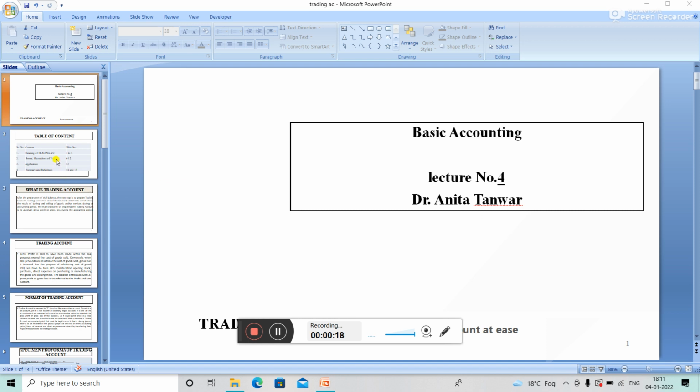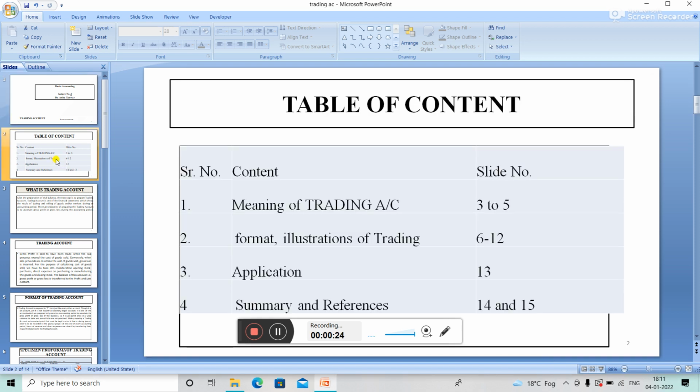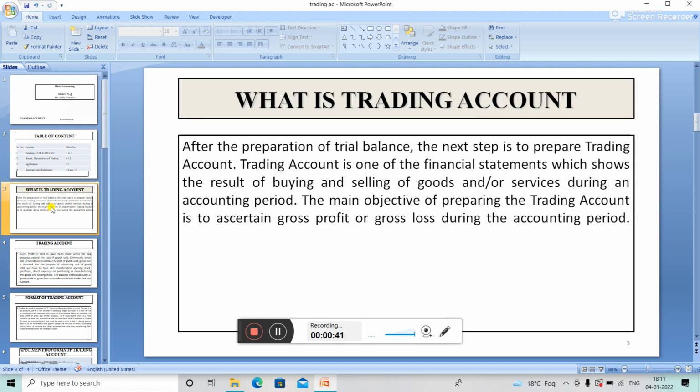Now I'm going to tell you what the different table of contents are that we are going to discuss in this particular PPT. We are going to discuss the meaning of trading account, format, illustrations of trading account, then the different applications of trading account, and summary and references. So now we are moving ahead with the trading account.